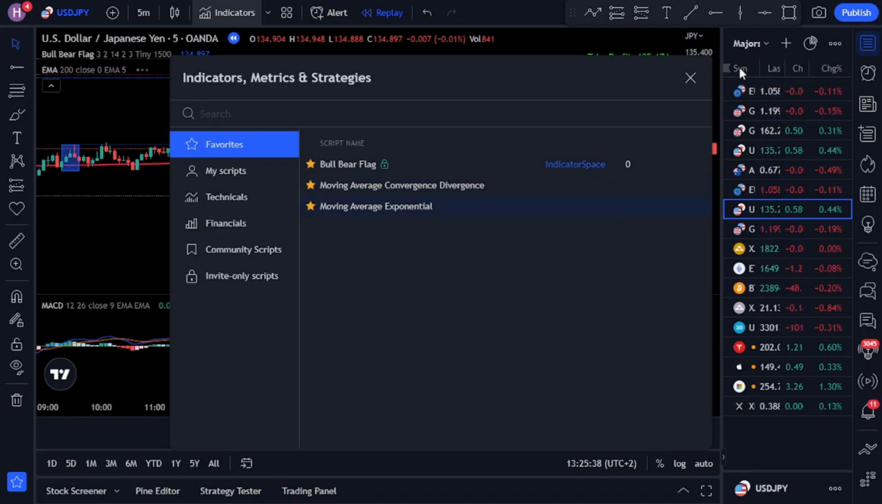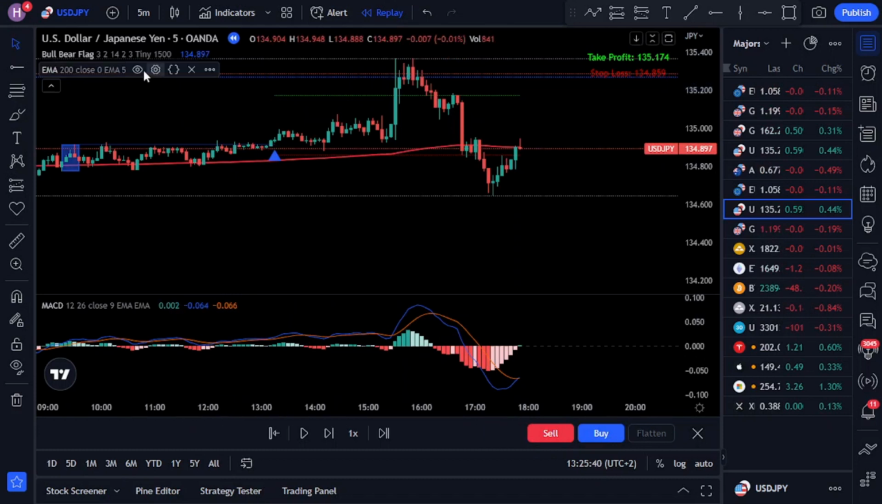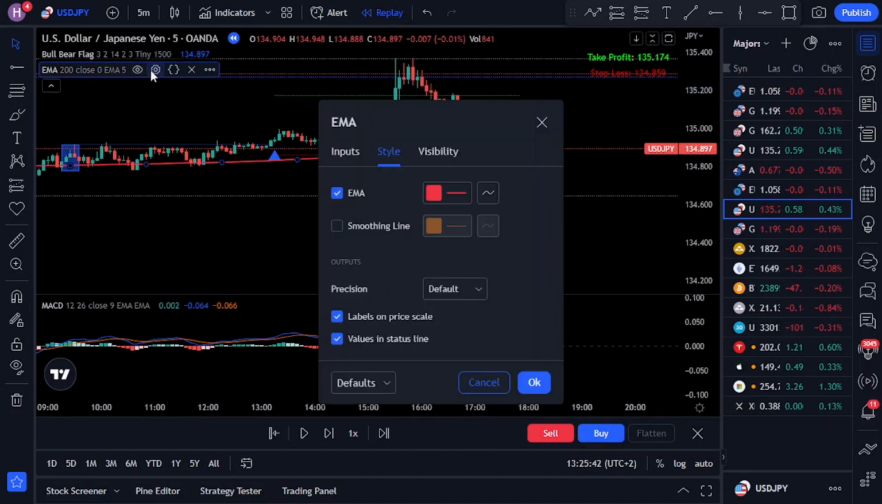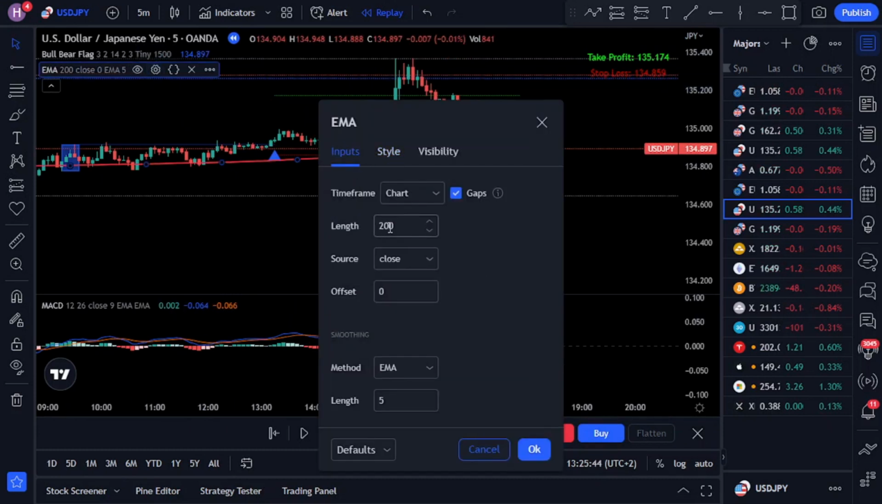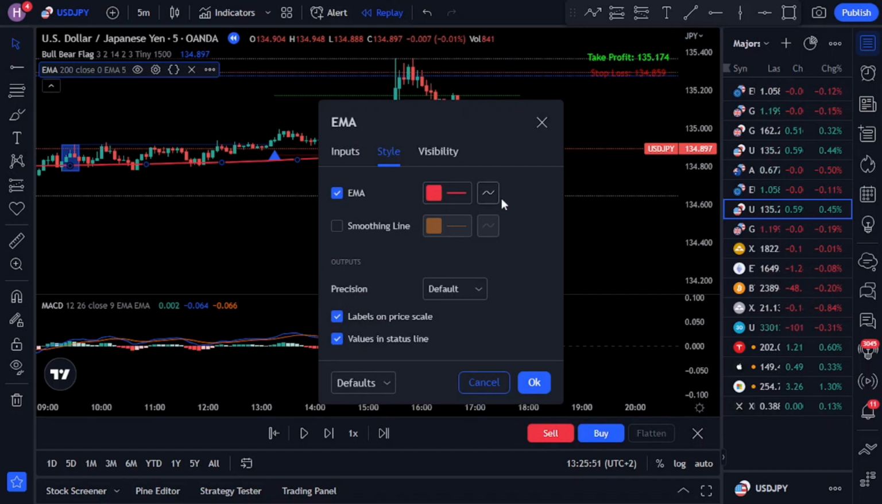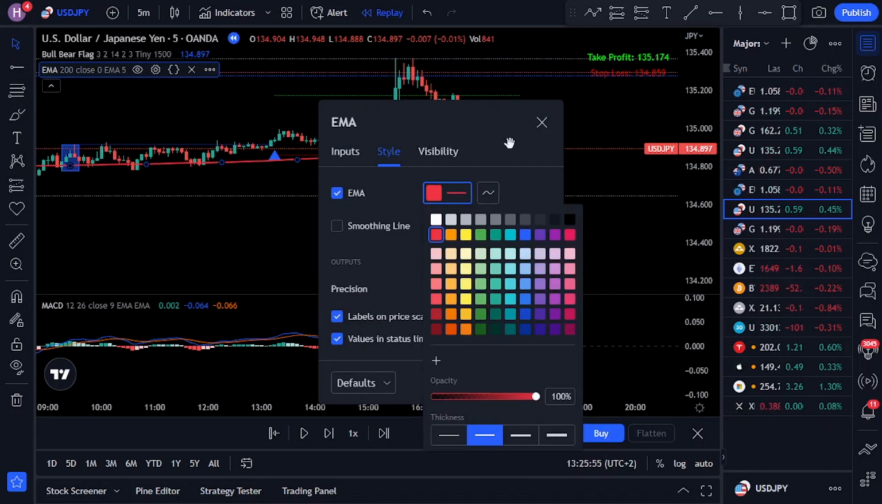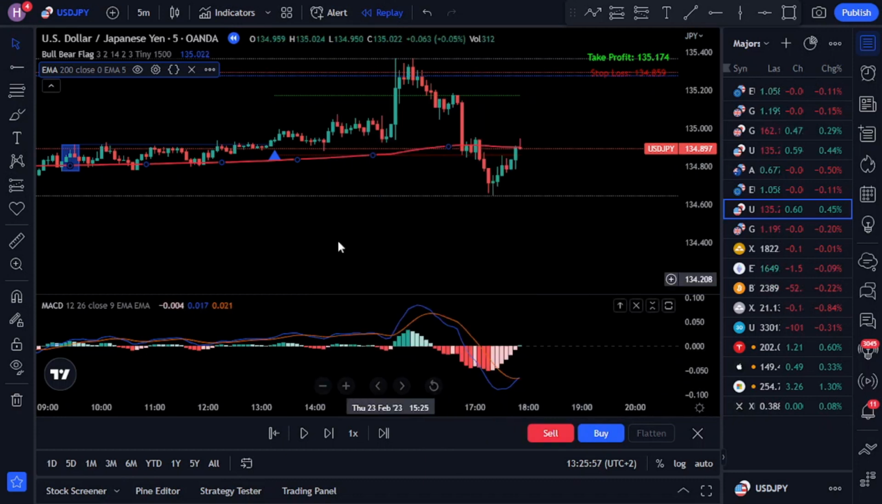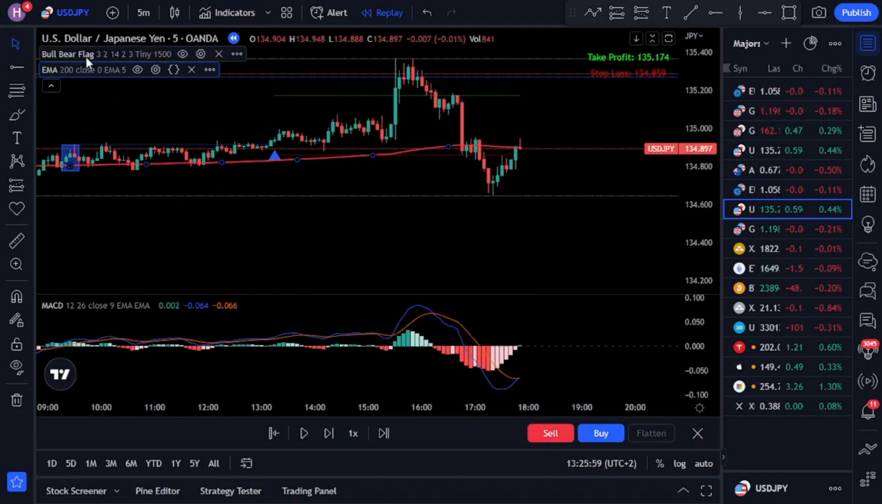The settings for the moving average are as follows. It is calculated on the period of 200 with an exponential method. The style has been set to red and the line thickness is on the second option, making it easier to view on the chart. Next, we have the specifications for our bull bear flag indicator that will be our entry signals to buy or sell in the market.